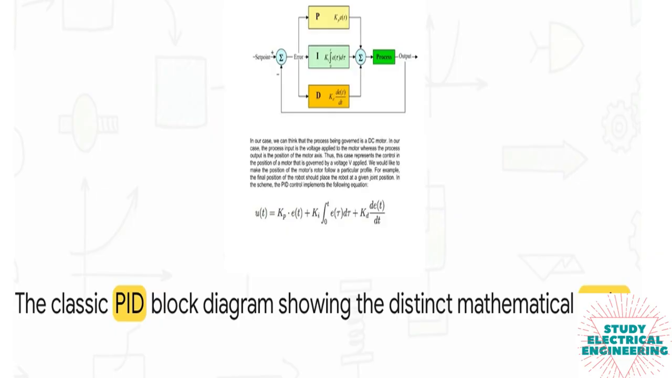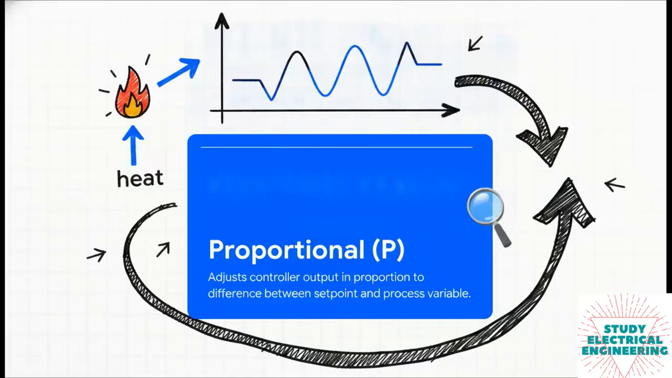Let's look at each one of these paths. First up is the proportional term, or P. This handles the present reaction. It adjusts the controller output in direct proportion to your current error. So if you're really far away from your target temperature, the P term cranks up the heat. As you get closer, it lowers the heat. Simple enough, right? But there's a catch.